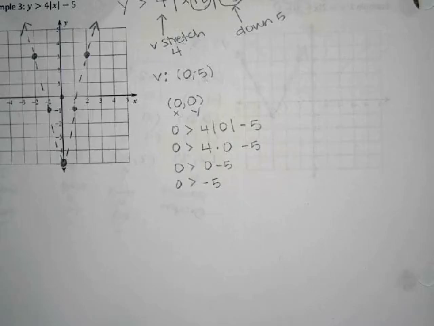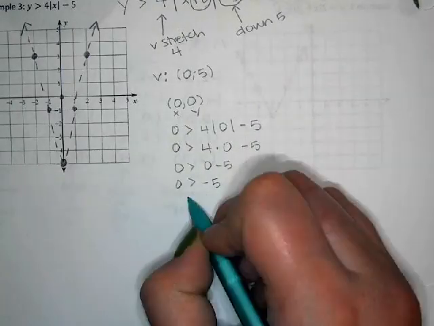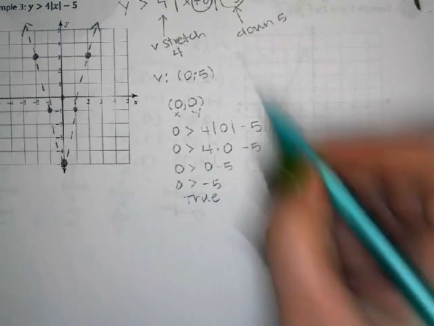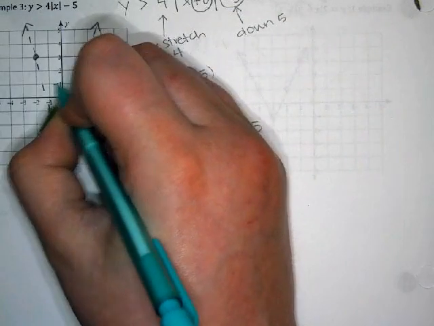Okay, so the inside of the V is true. That means the outside of the V is false. And so where should we shade? The inside of the V.